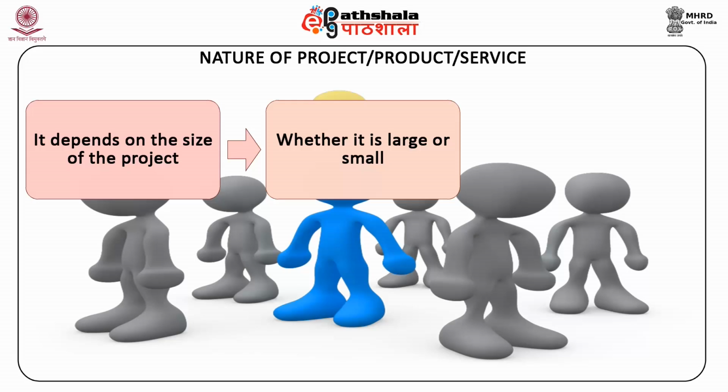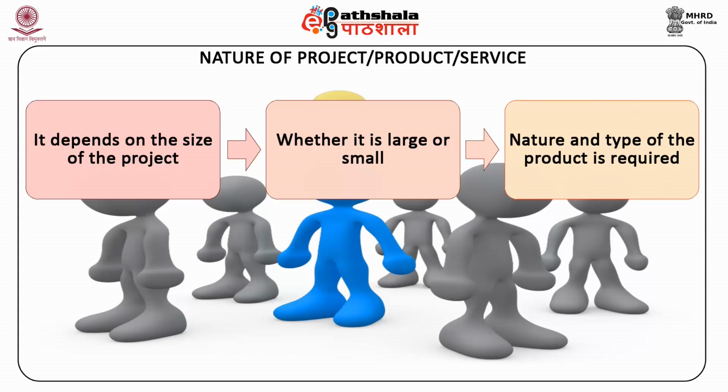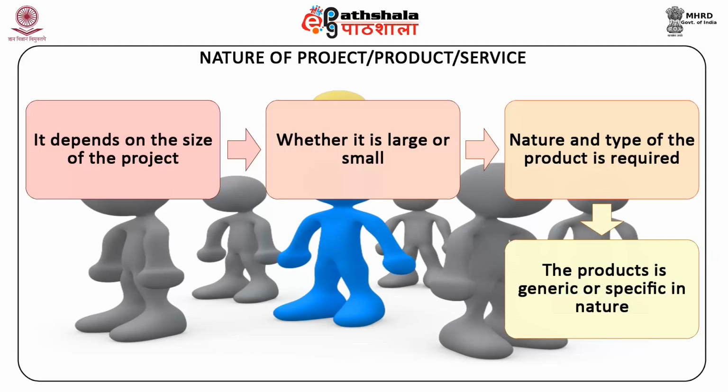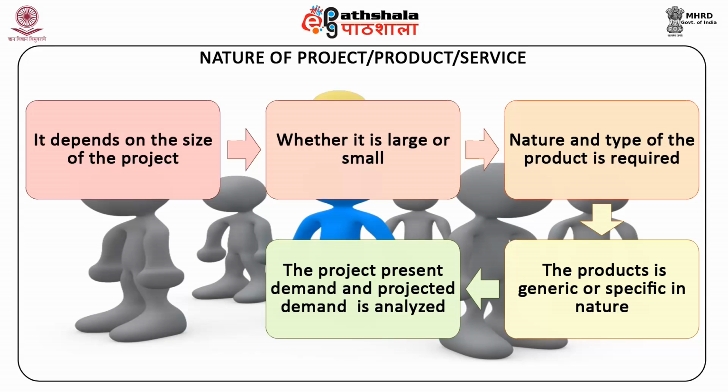Product or service. A proper description and detailing of the nature and type of the product is required, which is generally based on the inputs to be used, such as raw materials, semi-finished materials, and finished outputs. Whether the product is generic or specific in nature, level of automation, and distribution aspects on which the present demand and projected future demand are analyzed.